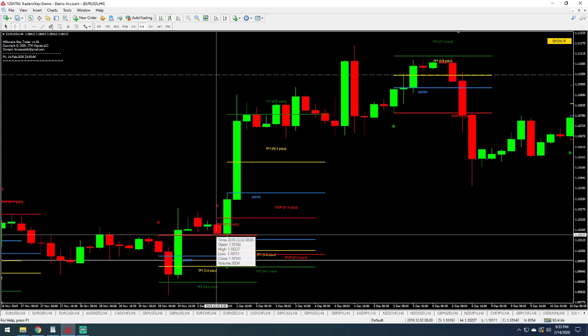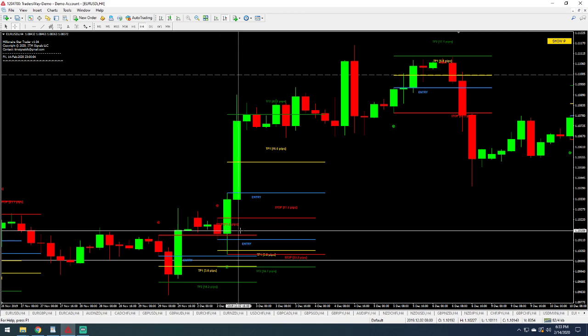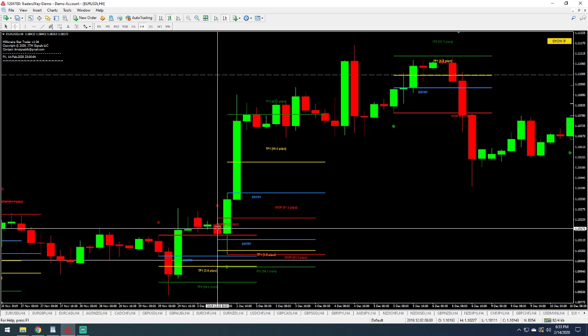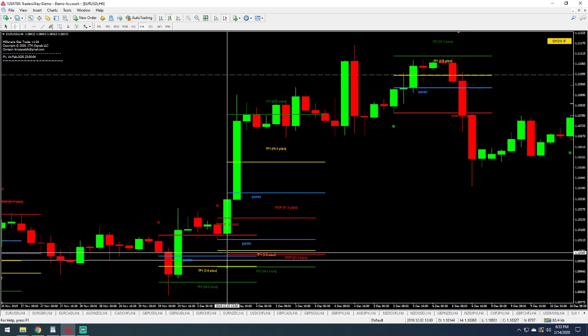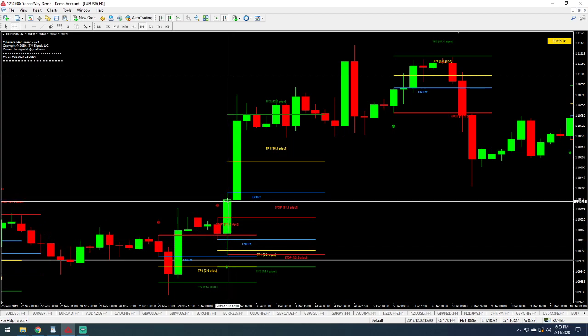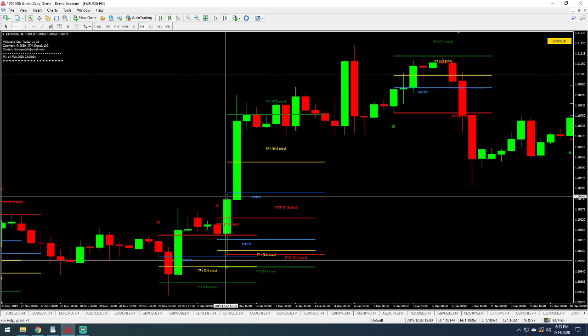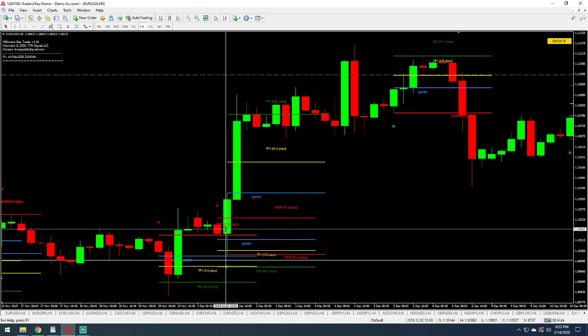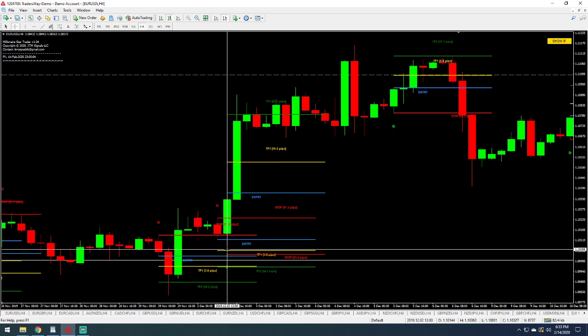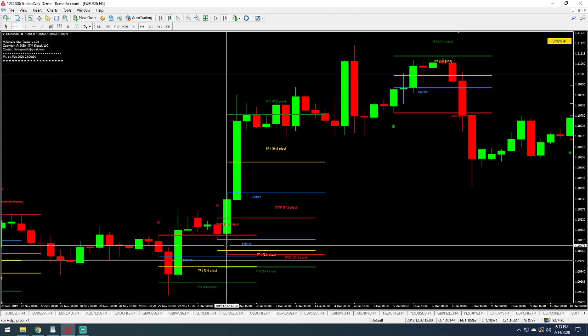This candle here almost did the same thing. The only thing I can't tell with this candle, with this sell signal right here, is that the next candle did go down and hit take profit 1, and then it went back up. It did pass stop loss.